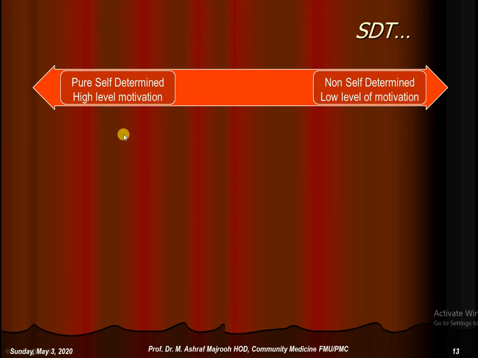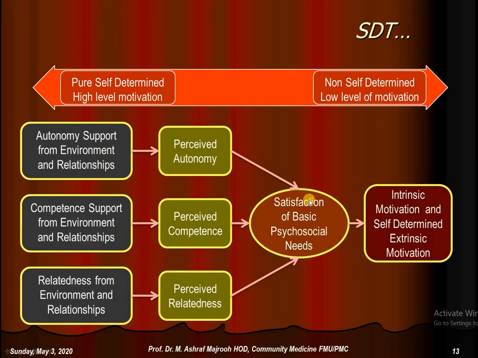So it is interesting to learn what is self-determined and what is non-self-determined behavior. Purely, this is a continuum of two extremes. On one extreme is the pure self-determined behavior, with a high level of motivation. And the other extreme of this continuum is non-self-determined behavior, with a low level of motivation. People mostly fall in between these two extremes. And this model states that the intrinsic motivation and self-determined motivation is influenced by the extrinsic motivations.